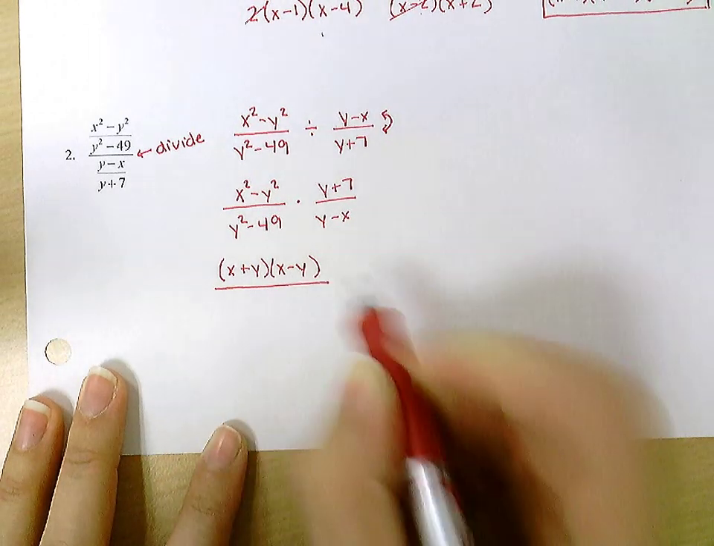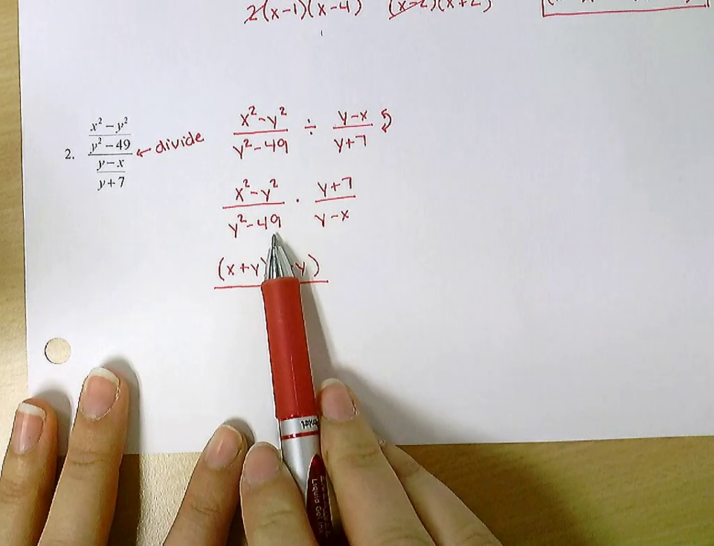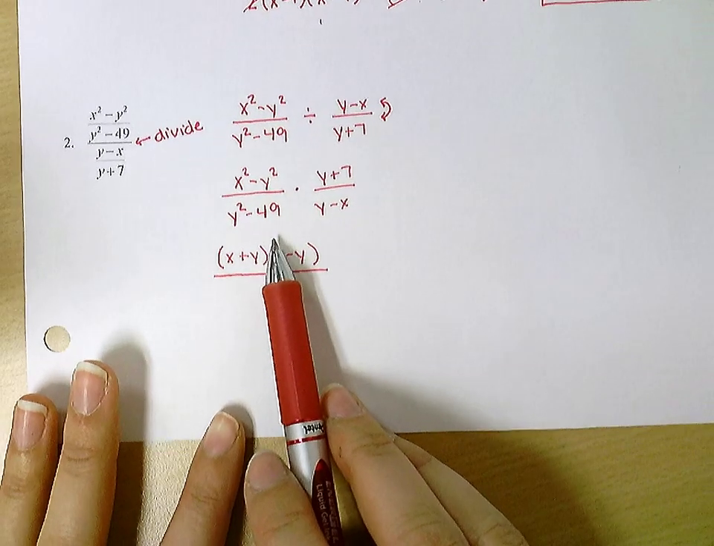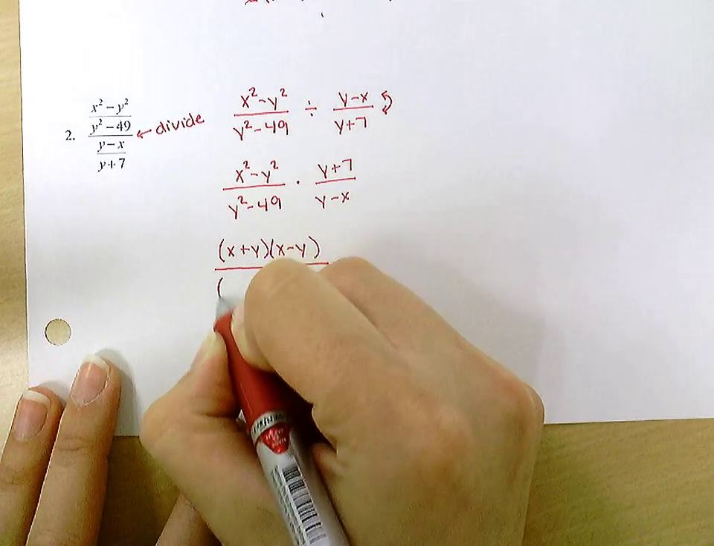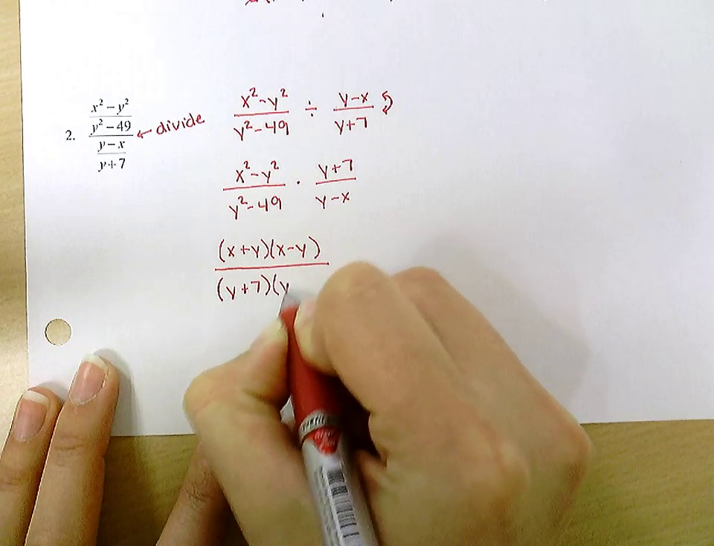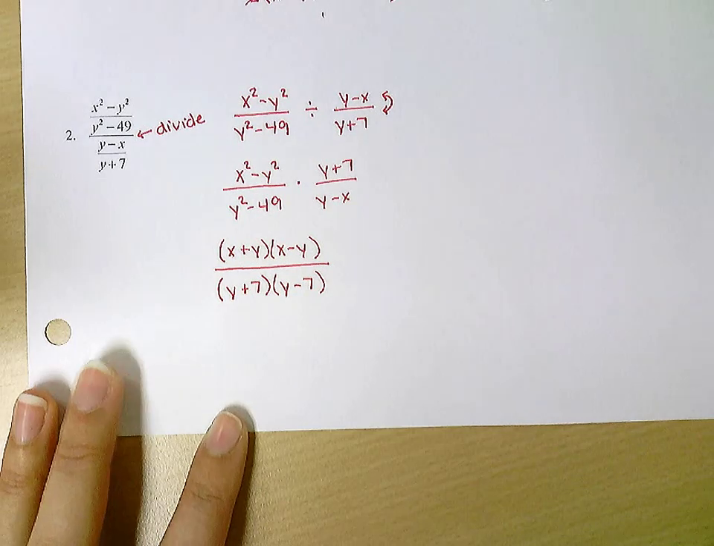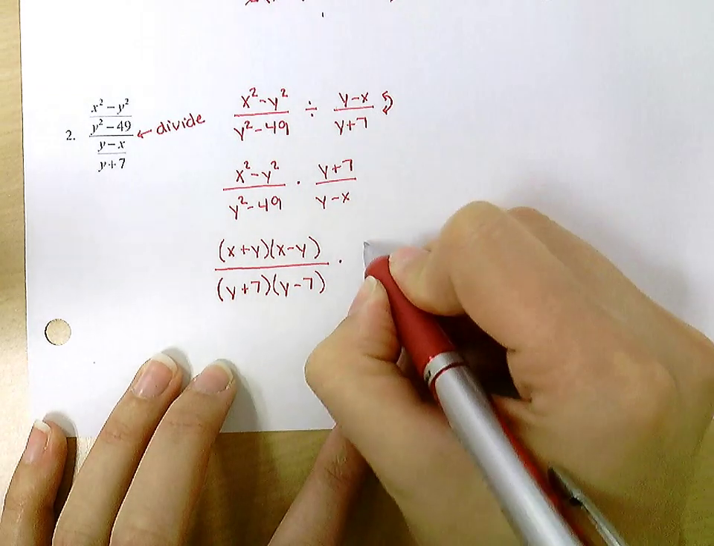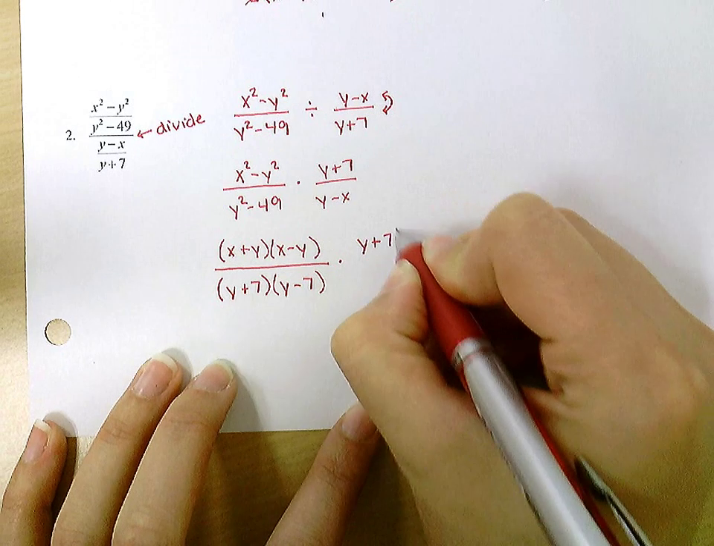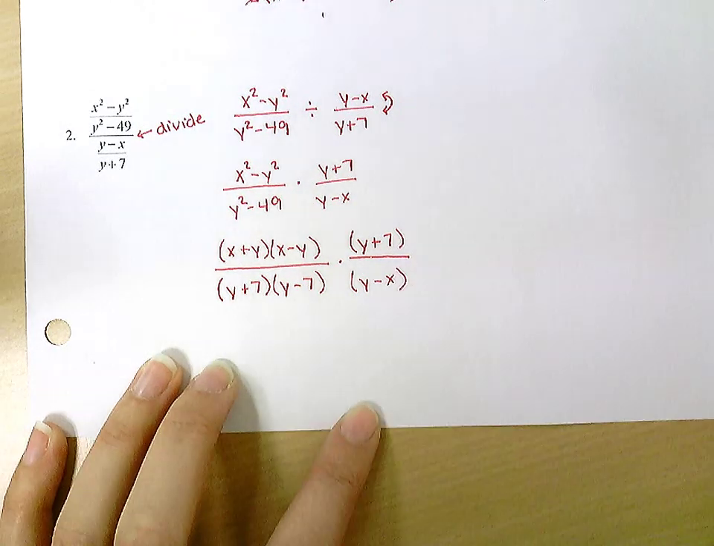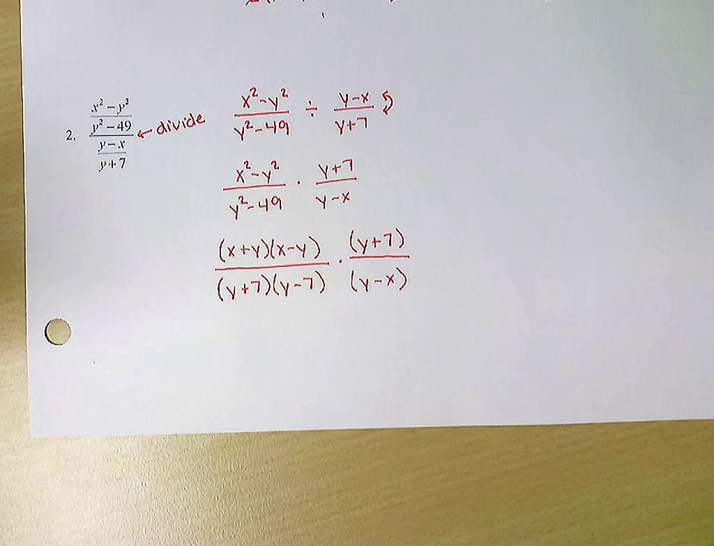Okay, that's over. Again, this one is a difference of squares. Okay, 49 is a perfect square, right? So I would factor this into y plus 7 and y minus 7. Okay, then I have my second fraction of y plus 7 over y minus x. So from here, this is where I can start to cancel.